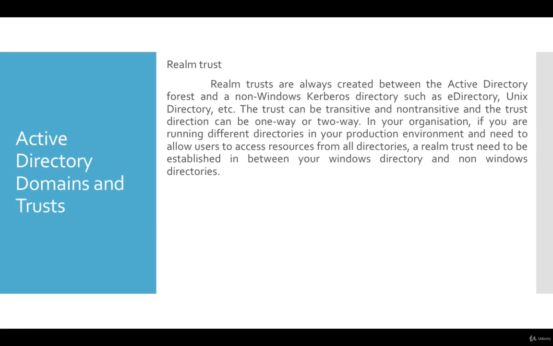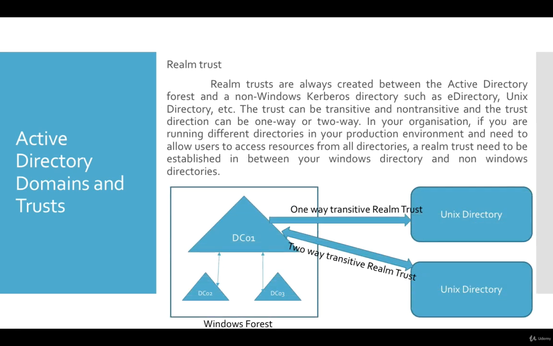Our next trust is realm trust. Realm trusts are always created between an Active Directory forest and a non-Windows Kerberos directory such as eDirectory or a Unix directory. The trust can be transitive or non-transitive, and the trust direction can be one-way or two-way. If your organization runs different directories in your production environment and needs to allow users to access resources from all directories, then a realm trust needs to be established between your Windows directory and the non-Windows directories.